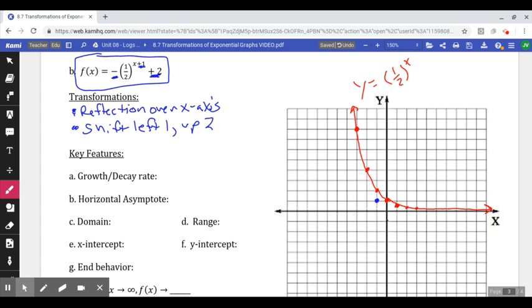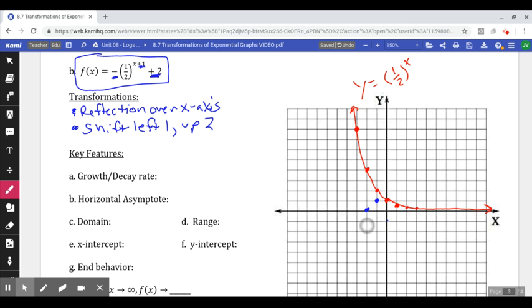I'll get rid of some of this other stuff there for you. Let's pick -1, 2, and we're going to do the same thing here. So if I reflect -1, 2, that point becomes -1, -2. Then we're going to move left 1, up 2. So I have this point right here.